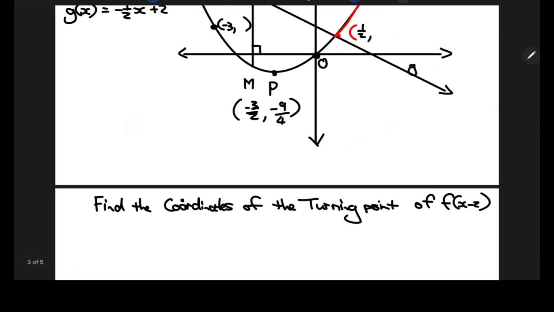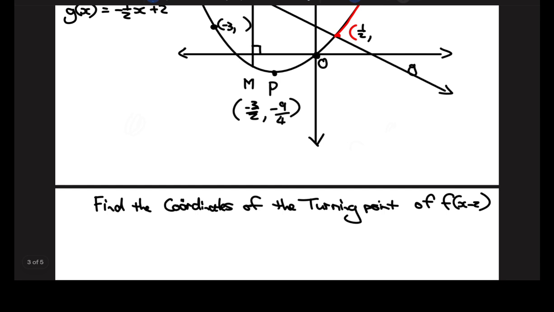Okay, so the next question says, find the coordinates of the turning point of f of x minus 2. It depends on what the marks are on those questions. If it's 3 or 4 marks, I probably have to find it, so I have to do some sort of equation to get there. And sometimes they say write it down. So I want to do both.